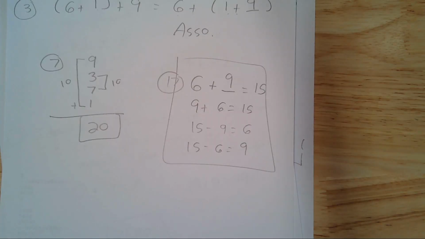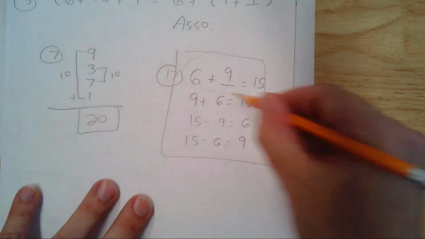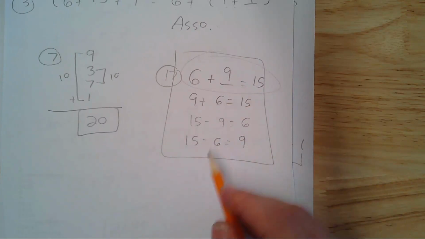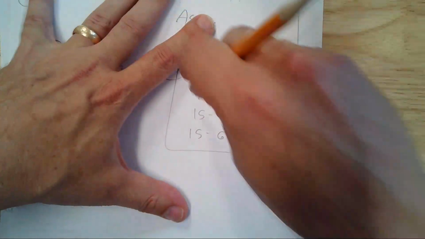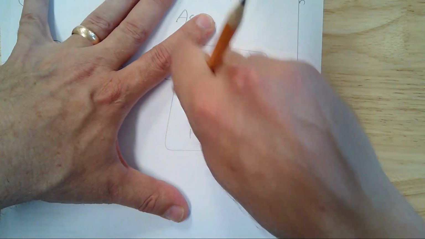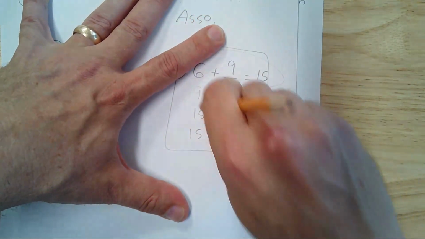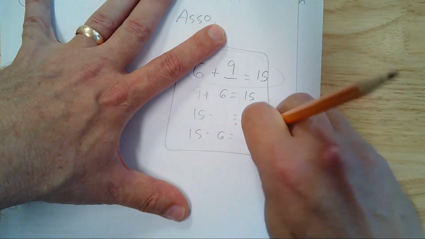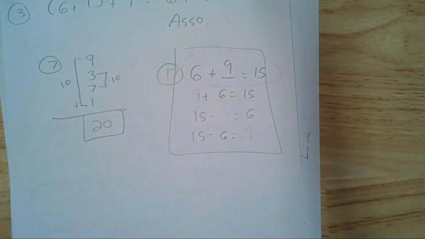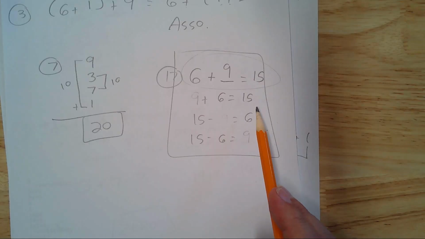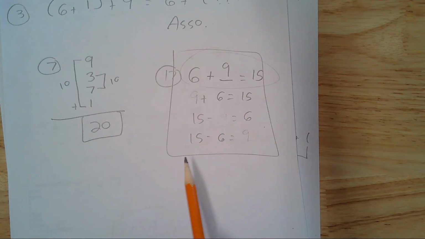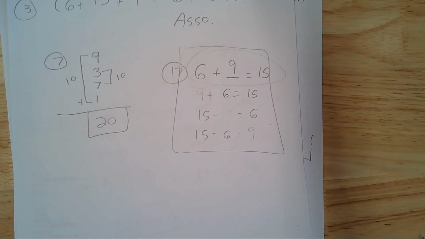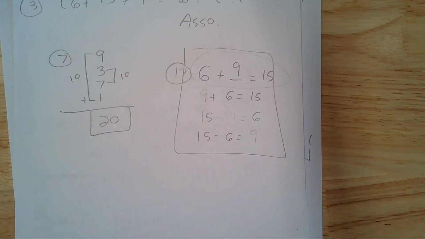So this is what we're trying to solve here, right? But if I take out the 9, which of these 3 problems could I use to solve this same problem? Blank plus 6 equals 15, 15 minus blank is 6, or 15 minus 6 equals something. Which one? Number 1, number 2, or number 3?